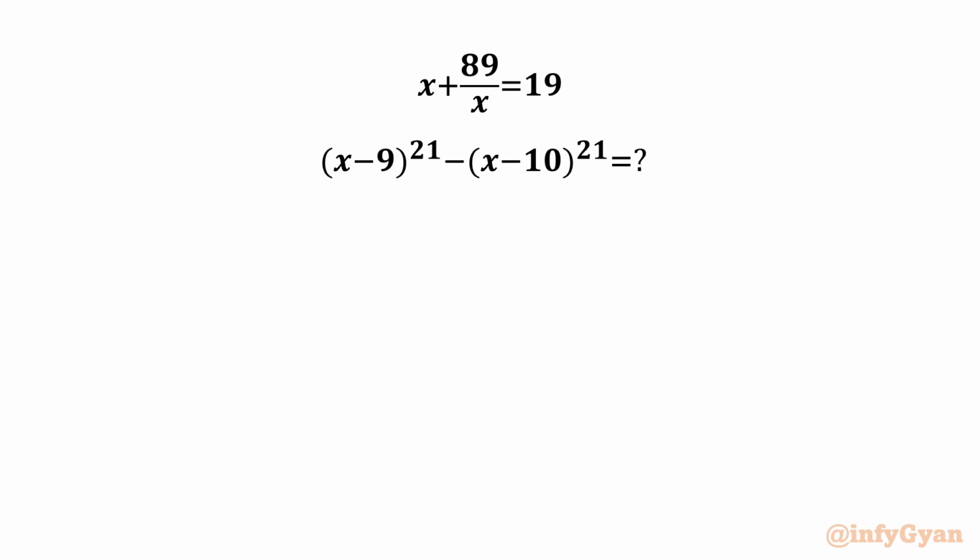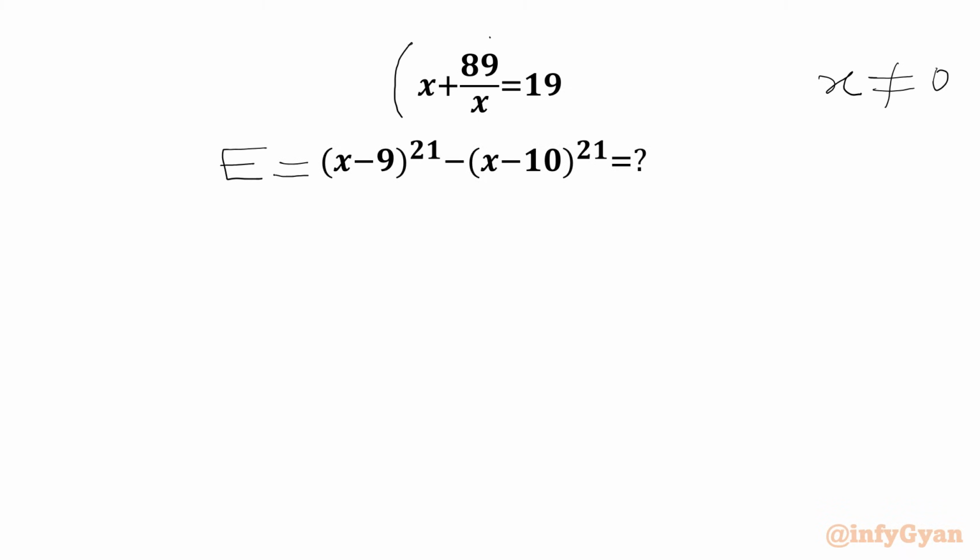Here x plus 89 over x is 19. Then we have to find x minus 9 whole power 21 minus x minus 10 whole power 21. Given that x cannot be 0. So let's get started by writing here required expression equal to E first.